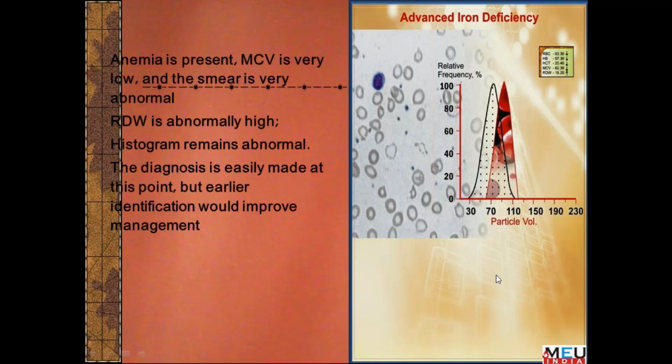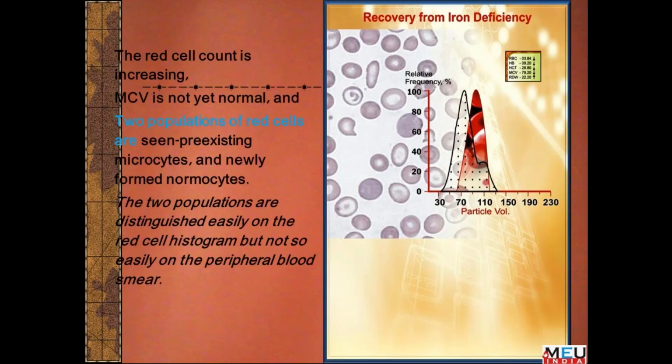In case of advanced iron deficiency anemia, the peak shifts and there is abnormally high RDW, which means if we compare it with the normal, which is the red one, the entire peak shifts to the left. As the patient starts recovering from iron deficiency anemia on giving iron, we see a dual population. So a peak starts appearing here, an additional peak. So we have one peak and another. On the left side, on the right side, the bigger sized RBCs start getting produced.